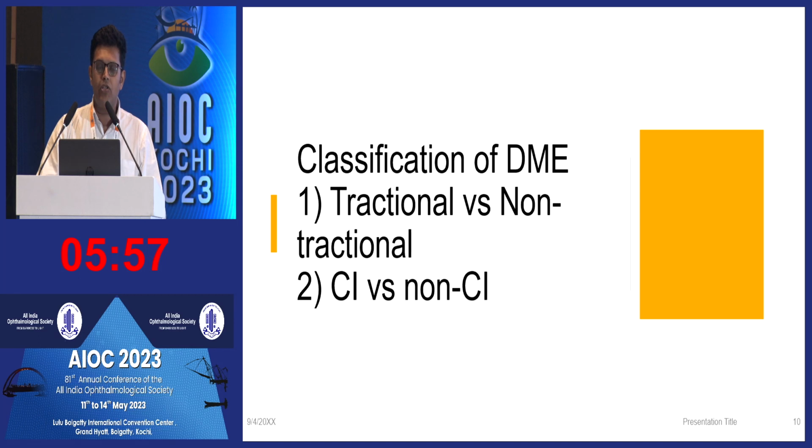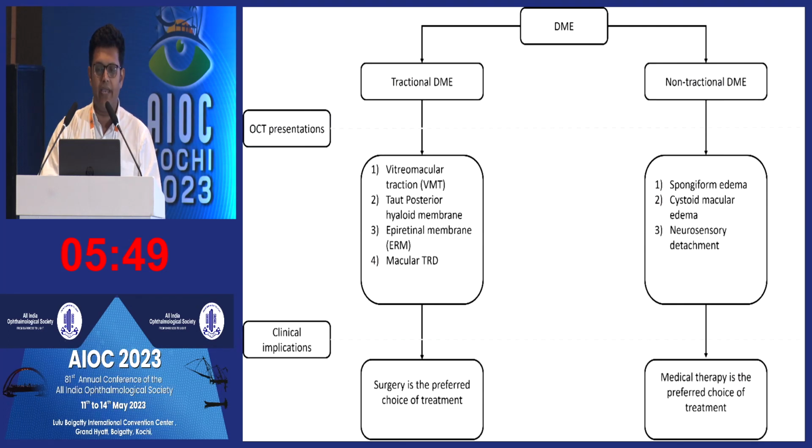So the first thing which we try to look for on the OCT is whether it's a tractional or a non-tractional edema, and whether it is center involving or non-center involving or center sparing. So this is a very important flowchart which actually tells us that in a tractional diabetic macular edema, you have the various components of the traction, and here surgical treatment is the treatment of choice. Whereas in non-tractional diabetic macular edema, you try to look at the different types of macular edema where you would consider medical therapy as the treatment of choice.